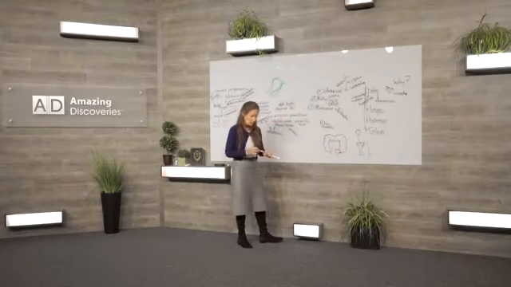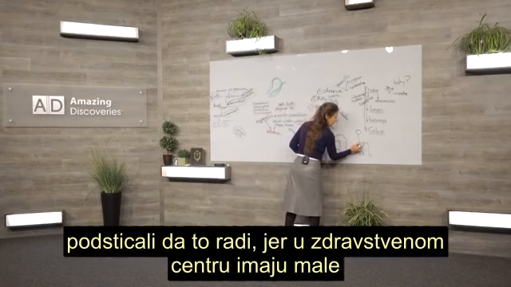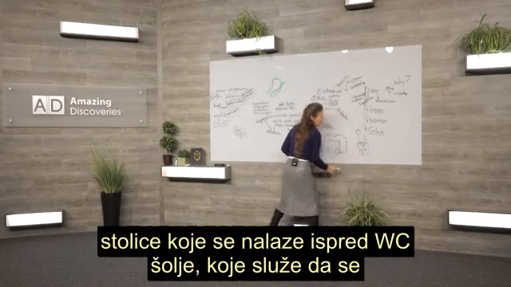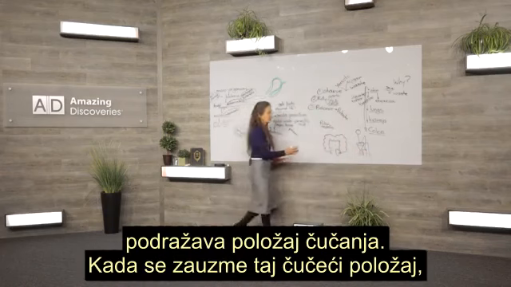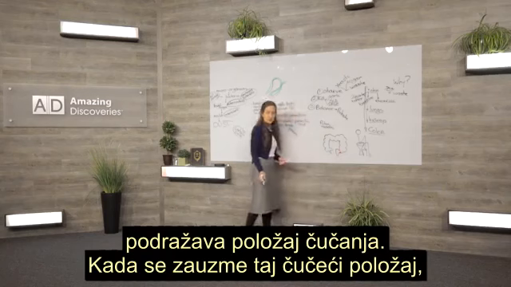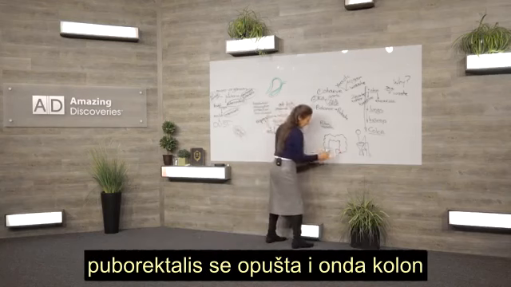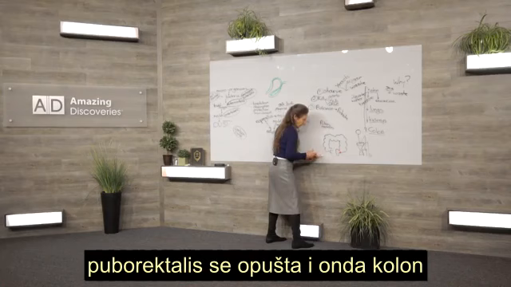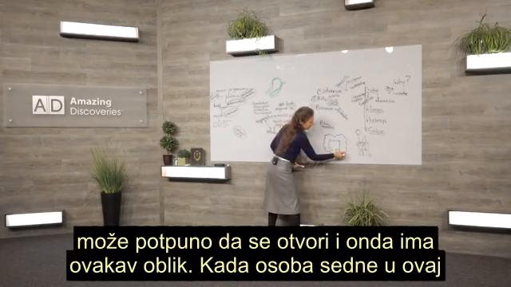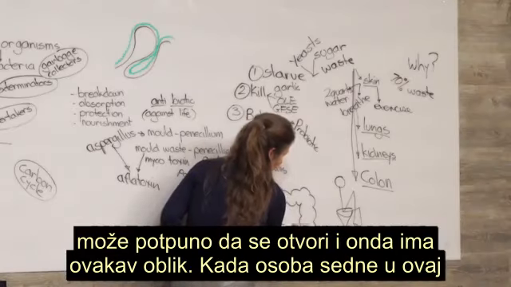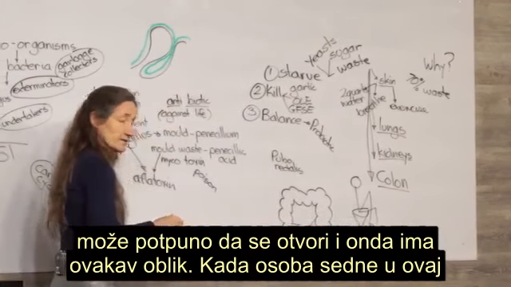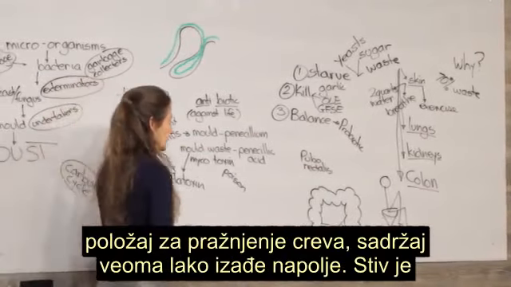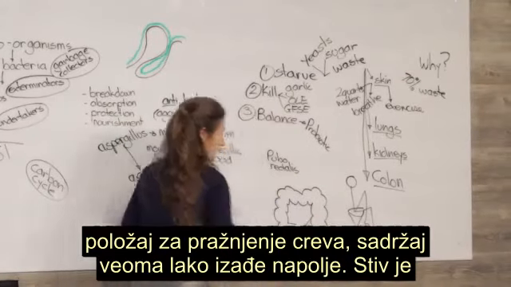Now when a person squats, so this is what Steve was encouraged to do because at the health retreat they had little stools in front of the throne. And so when the position to squat is mimicked, puborectalis relaxes. And when puborectalis relaxes, that allows the colon to totally open. So basically it comes like that. And so when a person sits to evacuate, very easy are the contents allowed to go out.